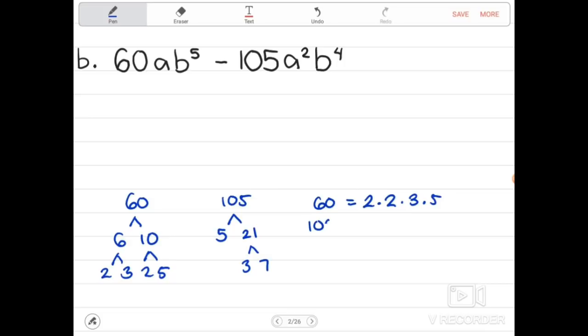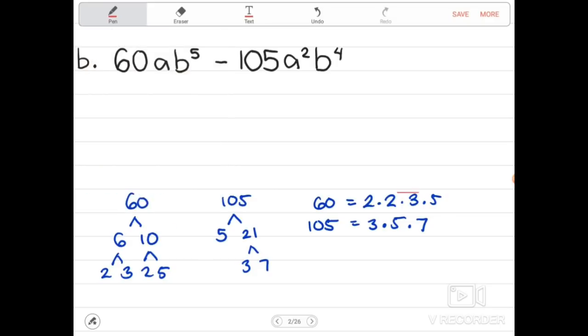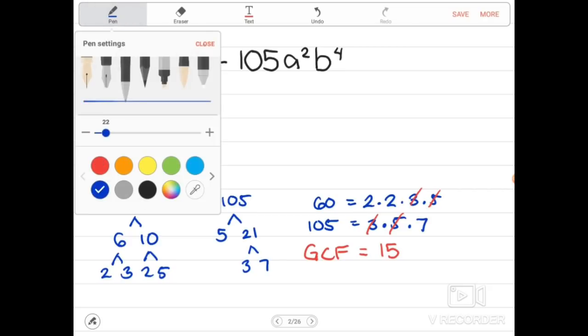Then we have 105, 3 times 5 times 7. So napaka useful talaga ng prime factorizations, lalo na kapag malalaking numbers. So let us determine ano yung common nila, greatest common factors. So that is 3 and 5. So the greatest common factor of 60 and 105 is 15. So sulat na natin, 15.